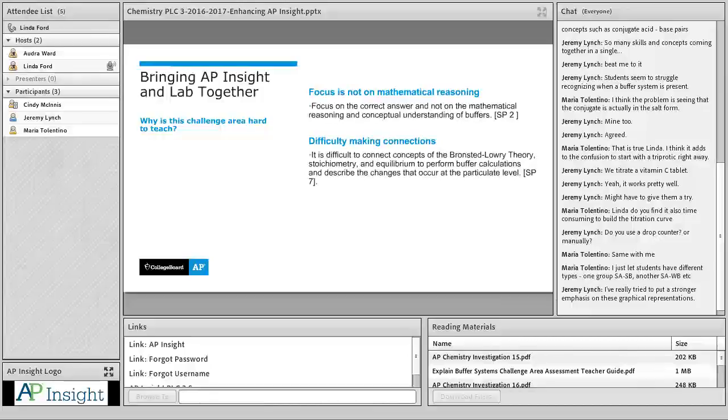Just a few things that we should talk about here, perhaps, is that a lot of times my students, some of them very capable math students, are always looking to solve a problem rather than understanding exactly what's going on visually at the particulate level, and also the whole reasoning behind how a buffer system works.